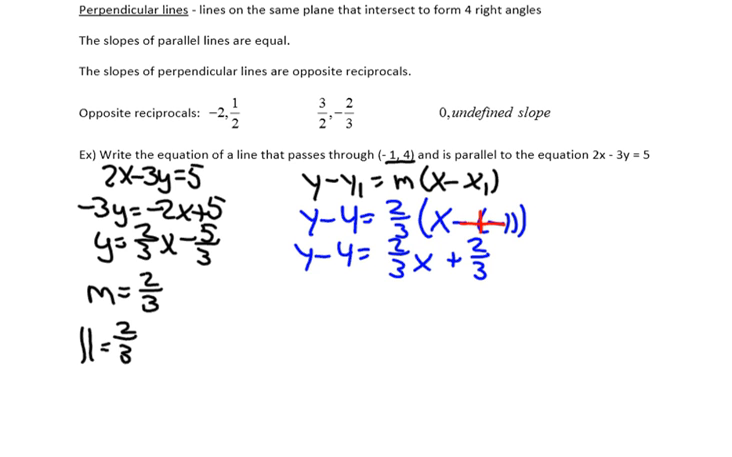So now I want to add 4 to both sides. So that would be 2/3 x. Now that's the same thing as what? That's adding 12/3 to both sides because 12/3 is 4. So 2/3 plus 12/3 is a positive 14/3. And again, if you're not sure, you can go back and plug in negative 1 and 4 into this equation, and that should make it a true statement.